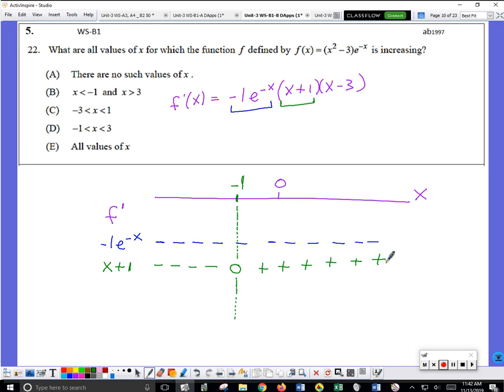The pattern for x minus 3 is very similar. Three, 0. Here we'd have negative. Here positive. Questions?